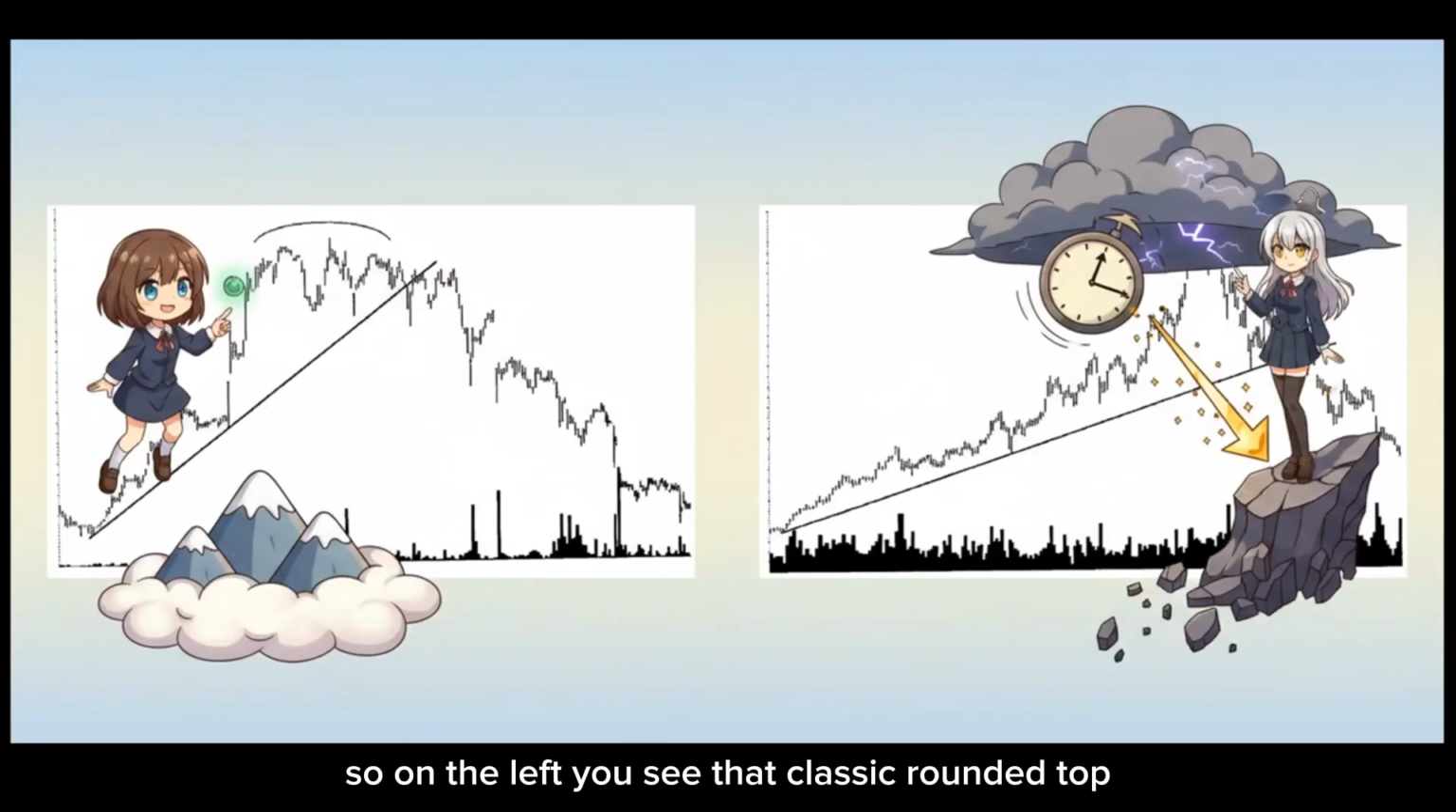So on the left, you see that classic rounded top. Pretty standard. But look at the right. That's a common variation called a dual bar. This is what happens when the price falls back a bit, but the bulls make one last desperate attempt at a new high before it finally gives up. The story is the same. It just has a little plot twist before the end.